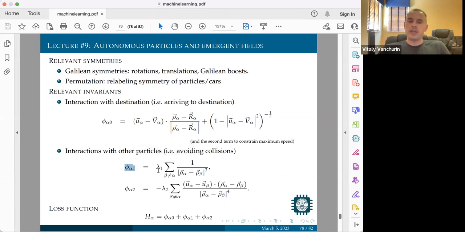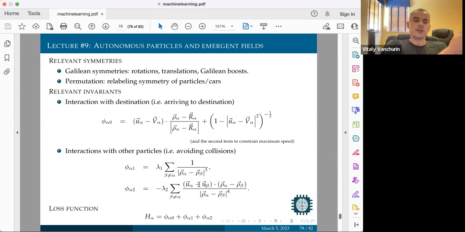But with training, you will make sure that this remains small, so rho alpha is never in the position of rho beta. There is another term which also describes interactions between other particles and also avoids collisions, but here it also depends on the respective velocity. So are they going towards each other or going away from each other? Maybe if they're going towards each other, being too close is very bad. But if they are moving in the same direction, then even if they're close, this is not so dangerous.